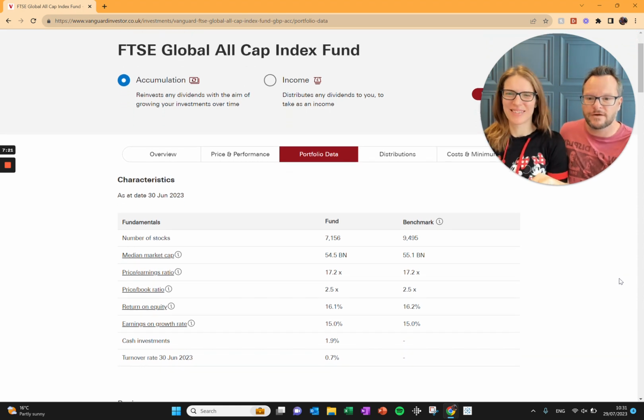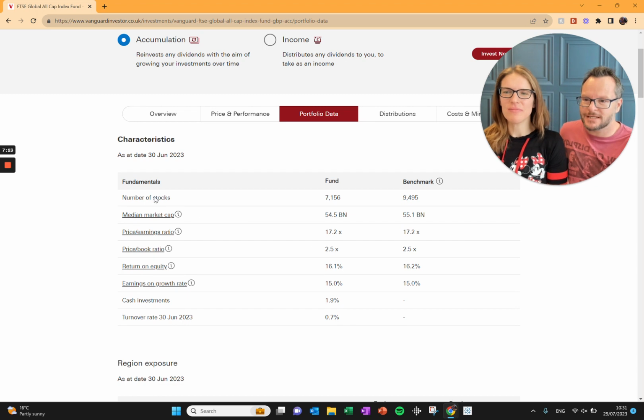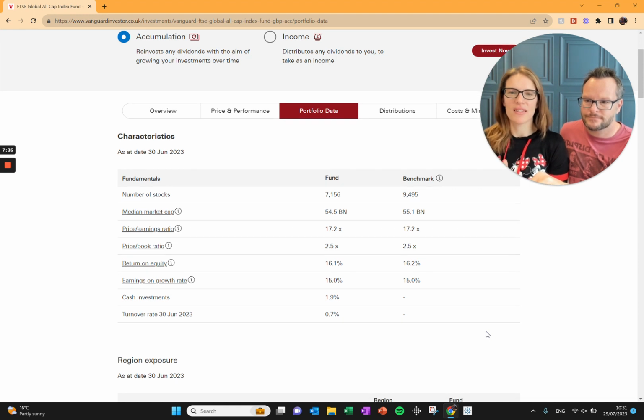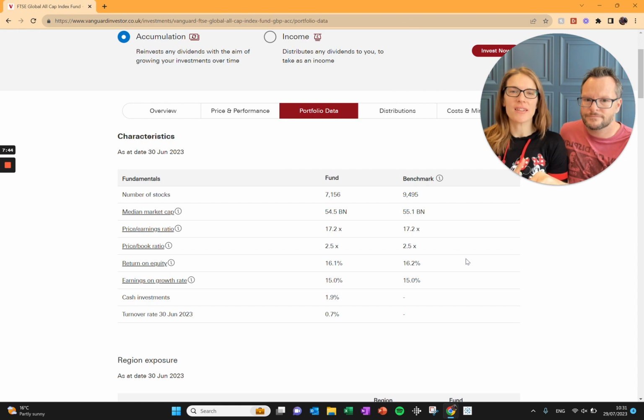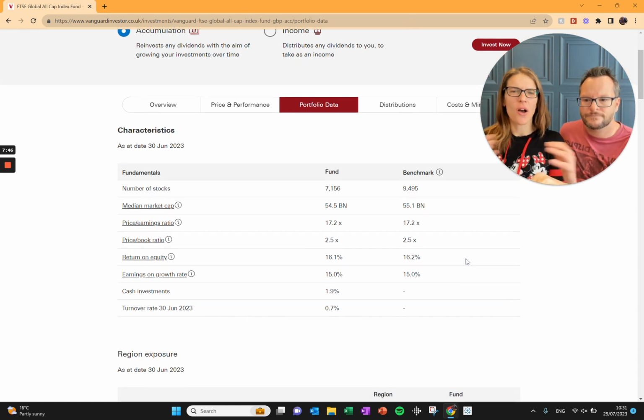So here's the portfolio data, which you can see number of stocks, that means number of companies invested in. This is the fund, this is the benchmark, so you can see the deviation between the two. So it's quite tricky for Vanguard to be able to buy all the companies that are in the benchmark, this 9,000 something companies that are in the benchmark. So that's why the number of companies in the fund is slightly lower, because they try and do a sample as best they can of the companies that are given to them from the benchmark.